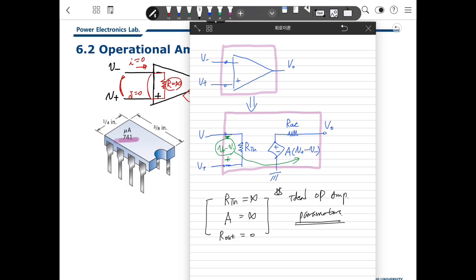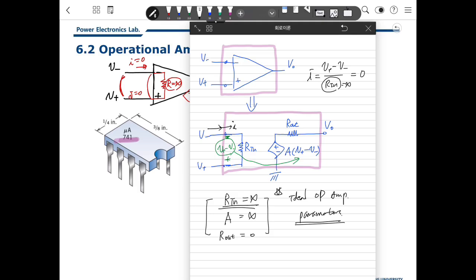What's the meaning of that? R in is infinity. What's the meaning of that? That means even though there's some current, I is R in and V plus minus V minus. Because this is infinity, their value is 0.